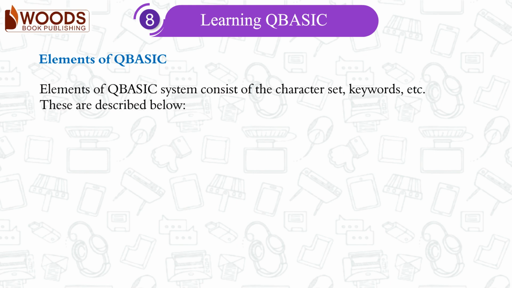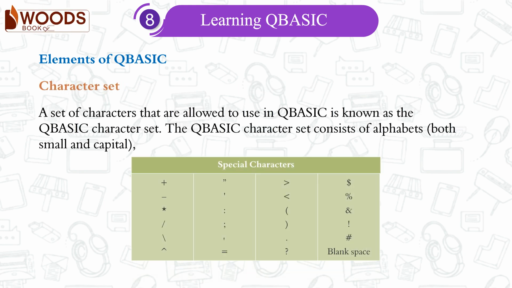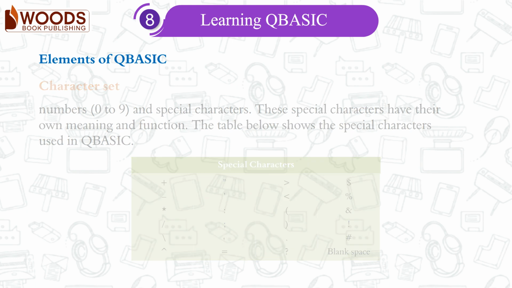Elements of QBasic. The elements of the QBasic system consist of the character set, keywords, etc. These are described below. Character set. A set of characters that are allowed to use in QBasic is known as the QBasic character set. The QBasic character set consists of alphabets, both small and capital, numbers 0 to 9, and special characters. These special characters have their own meaning and function. The table below shows the special characters used in QBasic.